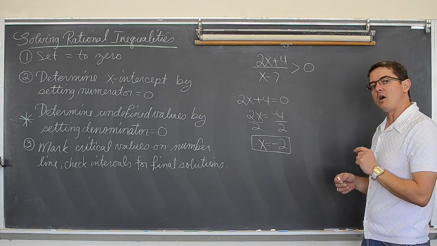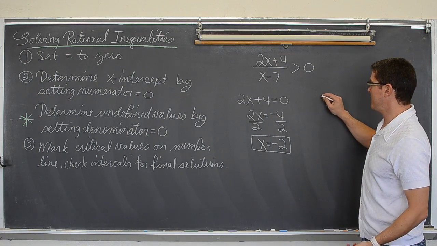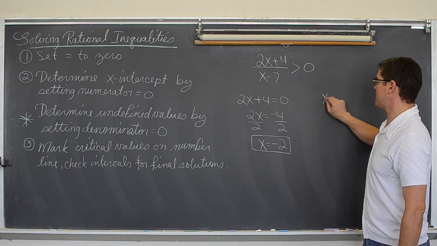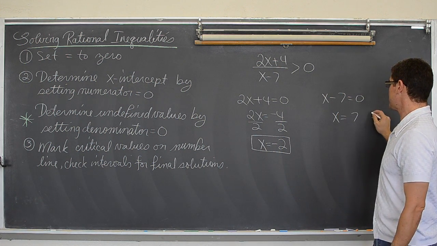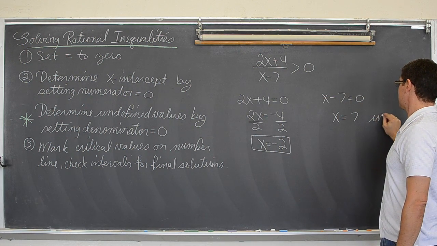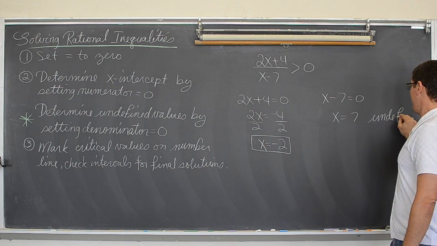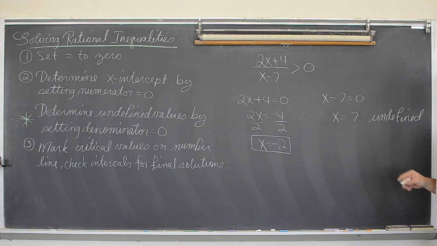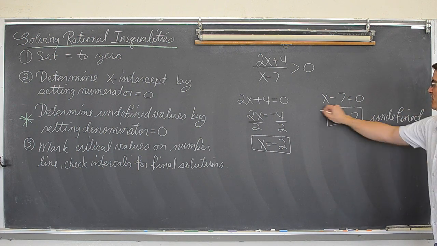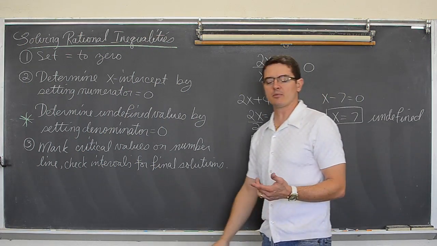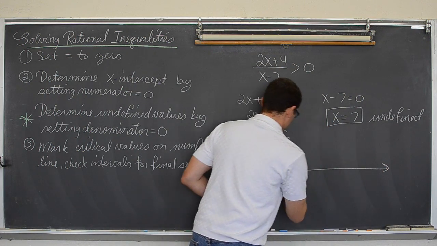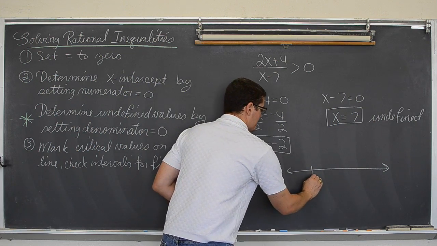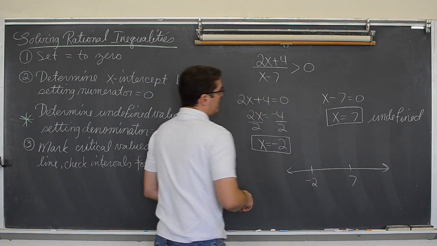Now, the denominator also needs to be checked. We need to find out where this is undefined. So x minus 7 equals 0, so x equals 7. This is where this graph is undefined. Great. Well, now we're going to take these two values and place them on a number line. Let's go ahead and do that instead of me just talking: negative 2, positive 7.